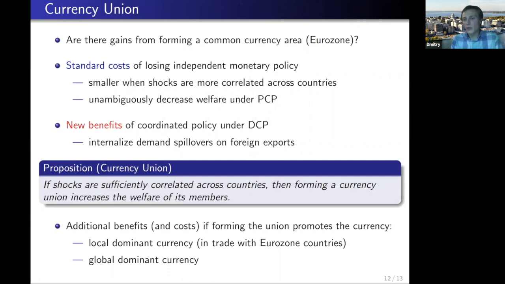And notice that this is true even if we keep the prices, the currency of invoicing, exactly the same as we have in the baseline model with all international prices sticky in dollars. Potentially, there can be additional benefits from promoting the local currency. So for example, if the trade flows within the Eurozone switch to euro from the dollar, then that will also increase the welfare of these economies.